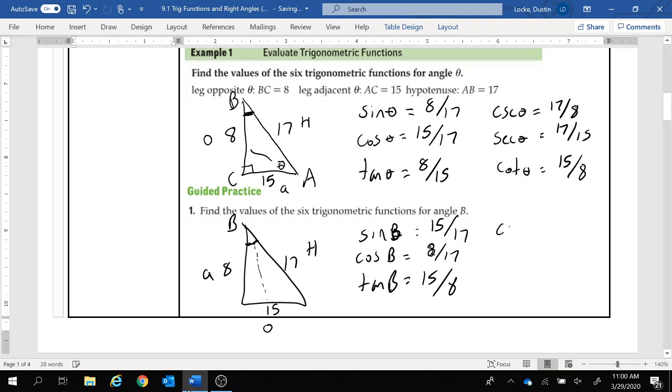Okay, so let me go and write these answers out real quick. Sorry, guys. My pen's acting up right now. There we go. So we got cosecant b is 17 over 15. Secant is going to be 17 over 8. And cotangent of b is 8 over 15. All right, so those are your 6 trig functions just by being given those side lengths.